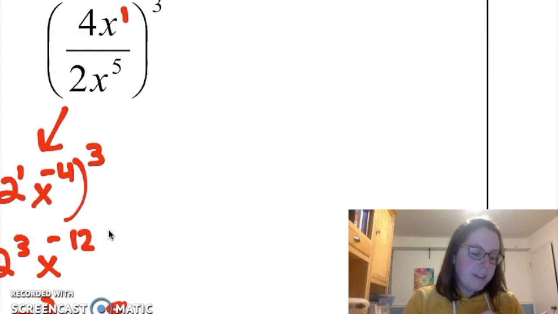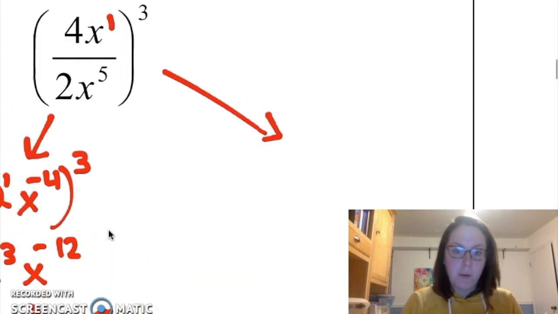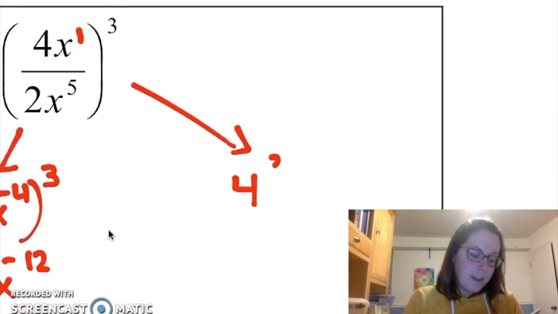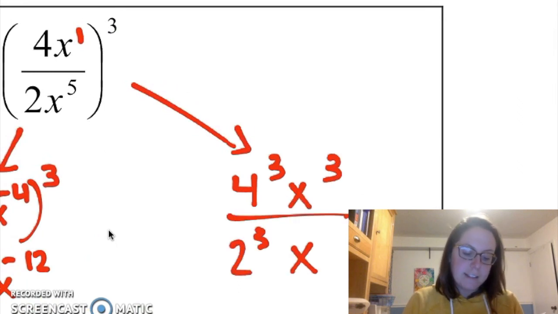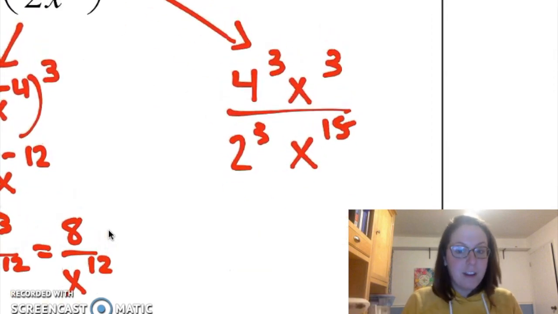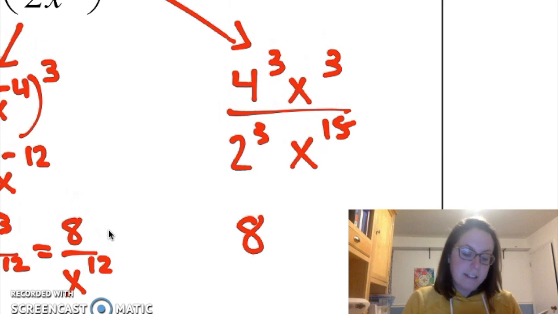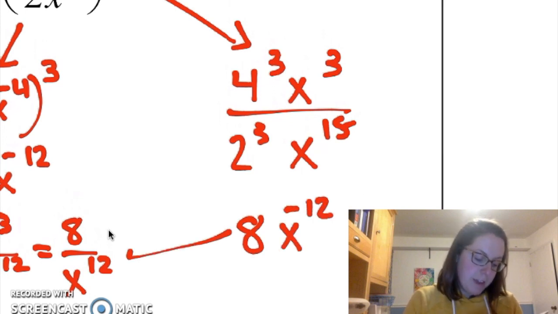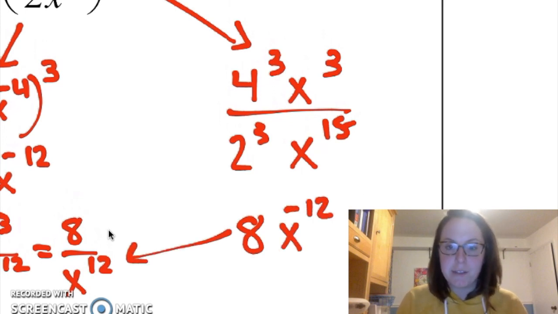Now let's say you'd done it the other way. Then you'd have 4 to the third, x to the third, over 2 to the third, x to the 15th. And you do the same thing. 4 to the third is 64, divided by 2 to the third is 8. So that's 8, right? x to the third over x to the 15th is x to the negative 12th, and that leads you right back to that answer.